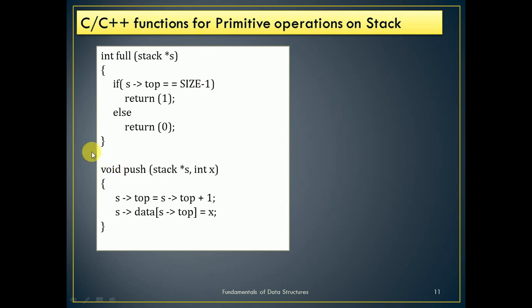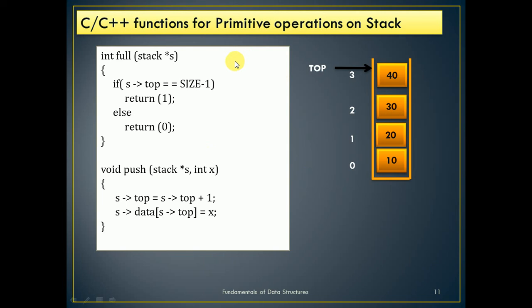Now the push operation. What we perform in the push operation is we have to increment the top by 1. It means S points to top is equal to S points to top plus 1, and you have to insert the data at that particular top location. Means S points to data of S points to top is equal to X. X is nothing but the data element that you want to push into your stack. Okay, this is the representation. When you want to insert a data element, you have to increment the top value and then insert the element into the stack, and the maximum size for this particular stack is 4.